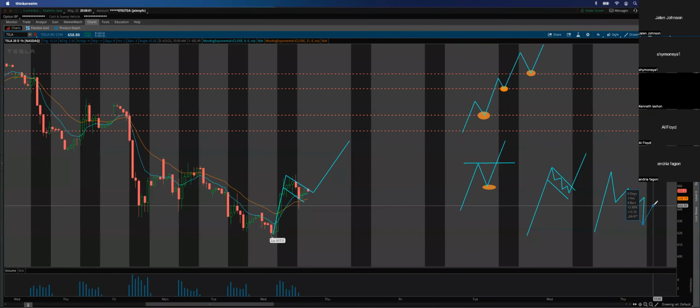Falling wedges are a little bigger. Hold on. Falling wedges a little bit higher overall. And that's how falling wedges are, right? So it's the same move.